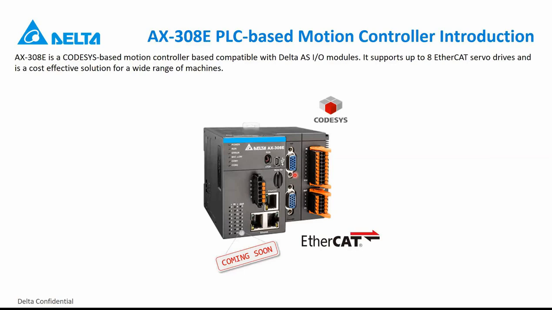What are the biggest differences from AX8? If you remember, AX8 supports a minimum of 16 axes. So maybe you don't need 16 axes. If you have smaller applications, then AX300 will fit there, because AX300 supports up to 8 EtherCAT servo drives. Okay.